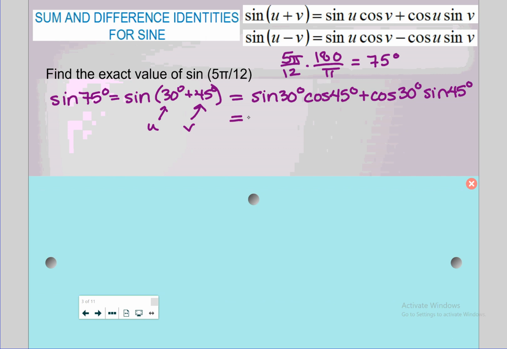All right, somebody besides Holden. Somebody besides Holden. What is the sine of 30? Come on, guys. 1/2. Cosine of 45. Good. Cosine 30. And sine 45.